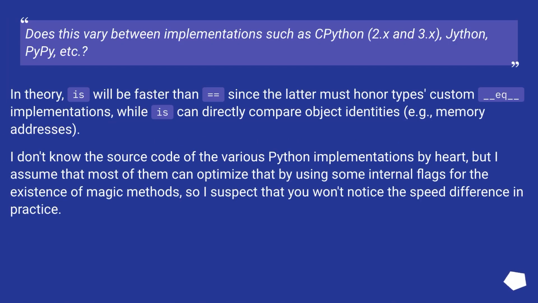Does this vary between implementations such as Python 2.x and 3.x, Jython, PyPy, etc.? In theory, is will be faster than == since the latter must honor types' custom __eq__ implementations, while is can directly compare object identities, for example memory addresses. I don't know the source code of the various Python implementations by heart, but I assume that most of them can optimize that by using some internal flags for the existence of magic methods, so I suspect that you won't notice the speed difference in practice.